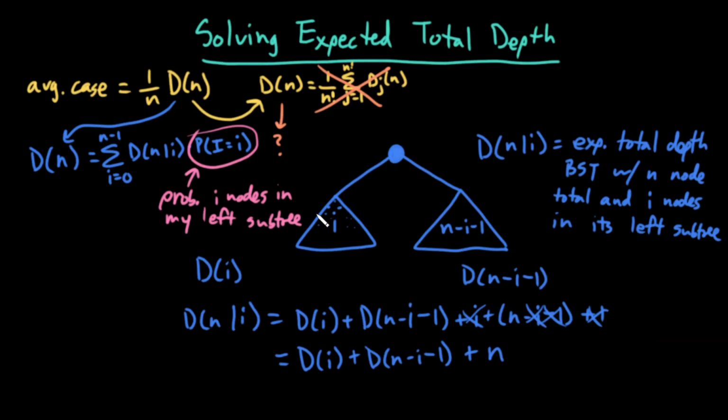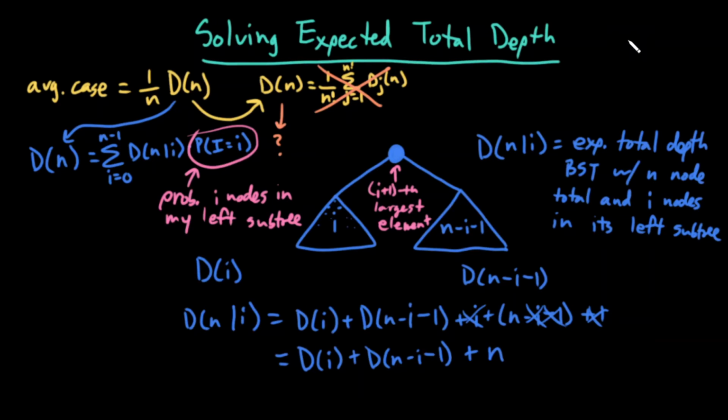This may seem confusing at first, but think about what dictates having i nodes in your left subtree. That means that the root is the i plus 1th largest element. If I have n elements total, and i nodes in my left subtree, that means the root is the i plus 1th largest element.